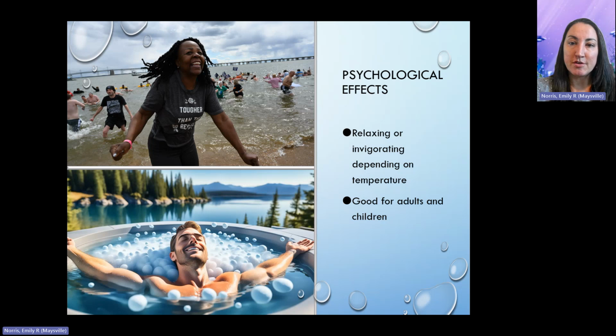Some of the psychological effects, sorry, I thought I skipped a slide. It could be more relaxing, like in hot water or warm water. It could be invigorating, like jumping in cold water. And it has good mental effects for adults and children alike. I personally, in working with children with autism, have noticed big benefits in their behavior modulation and their ability to regulate themselves after being in the water.